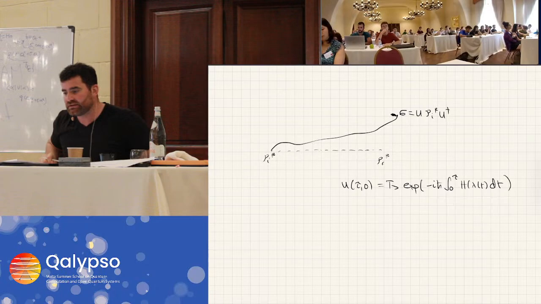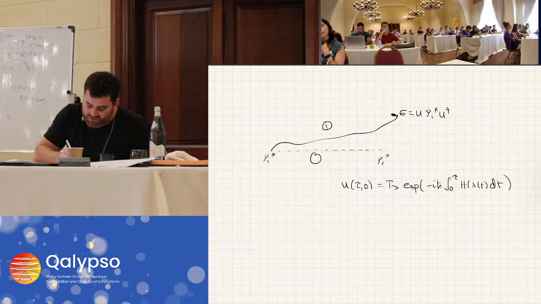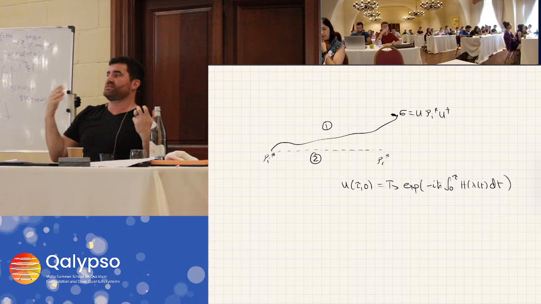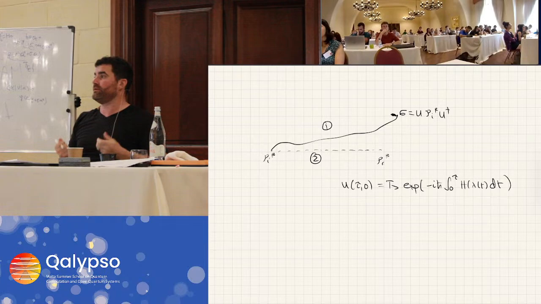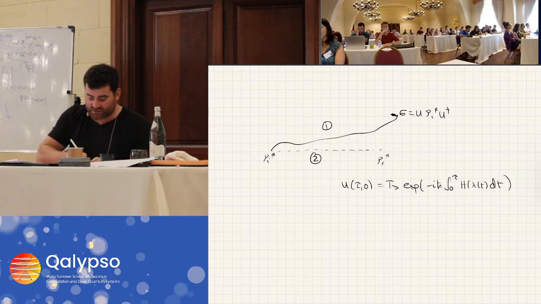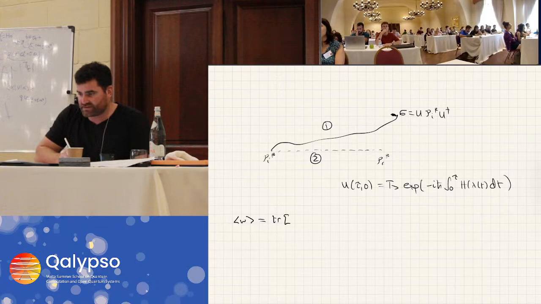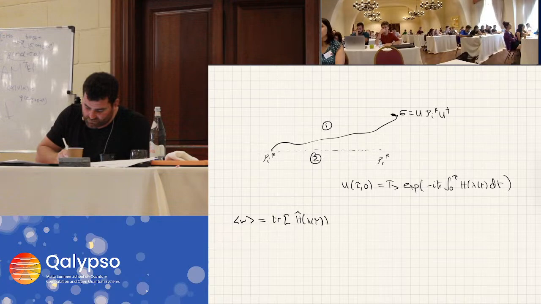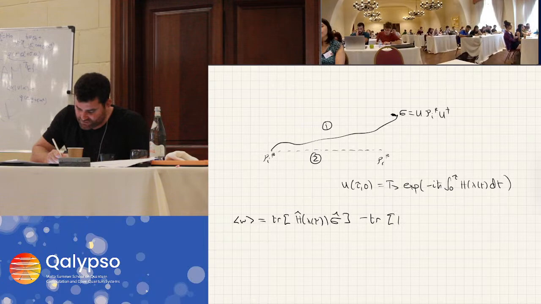So what now? We've discussed two. The work done is delta F. So along one, this sort of unitary path, what is the work done? In two, it's delta F. In one, it's just going to be the energy change, right? So the work done is the trace of this state, h lambda tau sigma, minus the trace of the initial energy, h lambda zero rho I beta. So just the energy change.